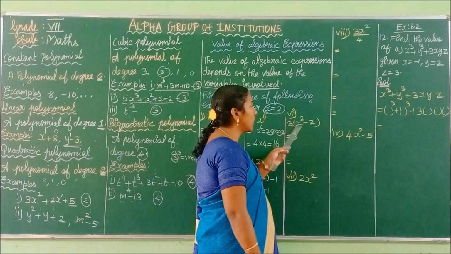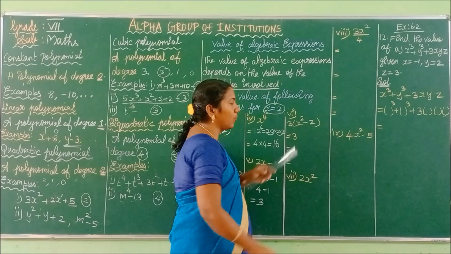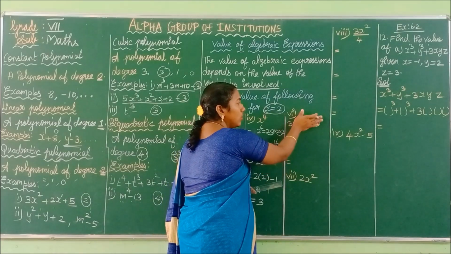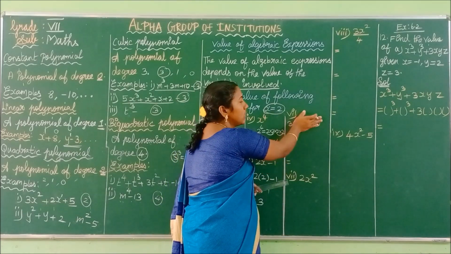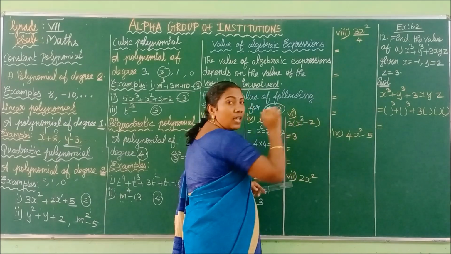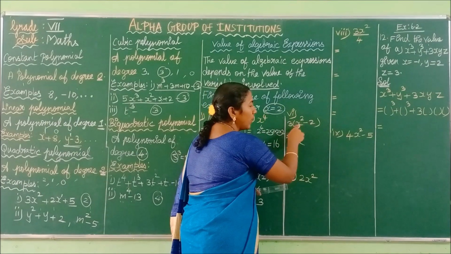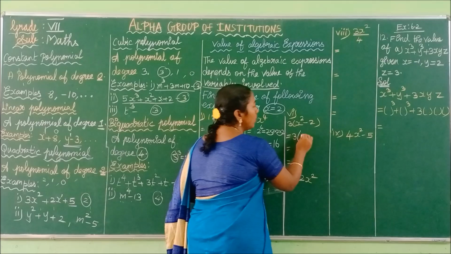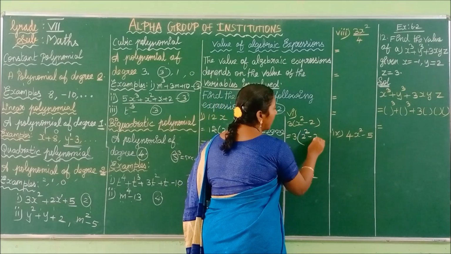3 into x square minus 2. Listen carefully. x square minus 2. These terms are within the bracket. First step is you have to evaluate the bracket first. So instead of x, substitute the value 2. So 2 square minus 2.